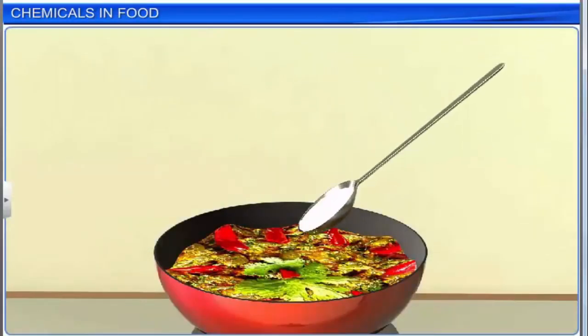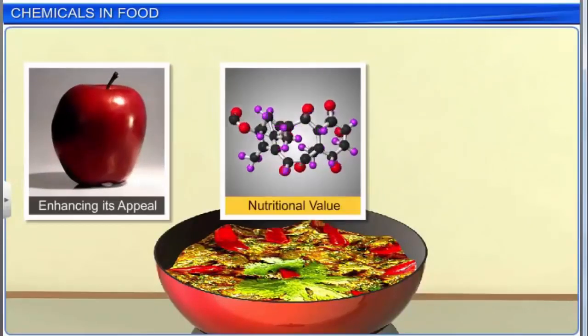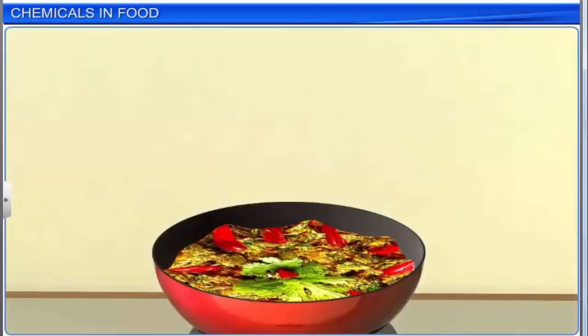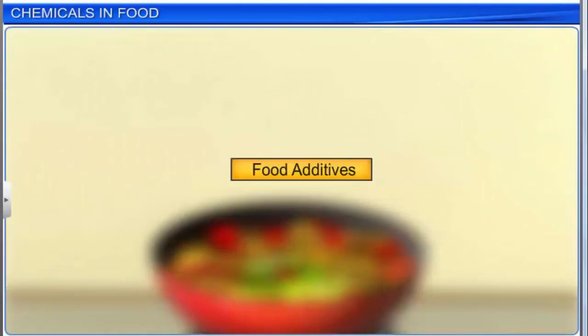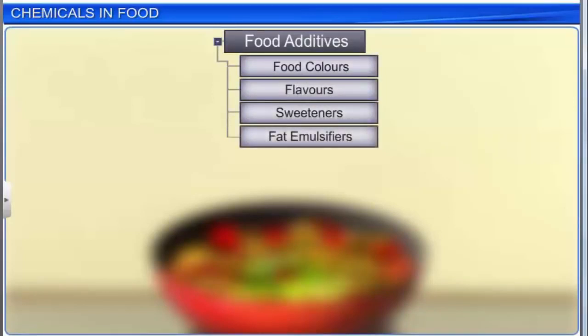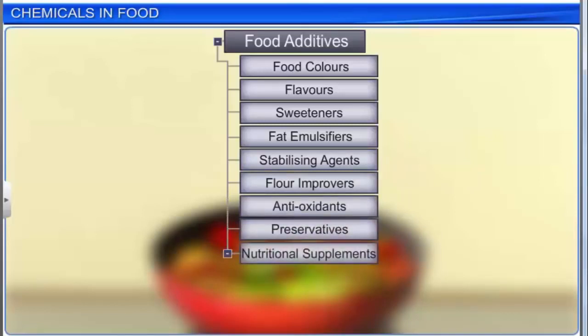Chemicals are added to food for various reasons, such as enhancing its appeal or nutritional value and to preserve it. There are various categories of food additives, namely food colors, flavors and sweeteners, fat emulsifiers and stabilizing agents, flavor improvers, antioxidants, preservatives, and nutritional supplements such as minerals, vitamins, and amino acids.